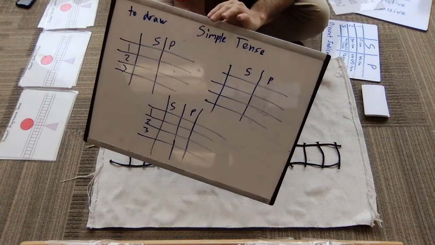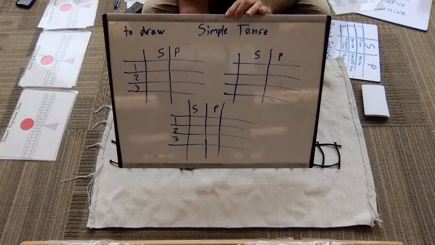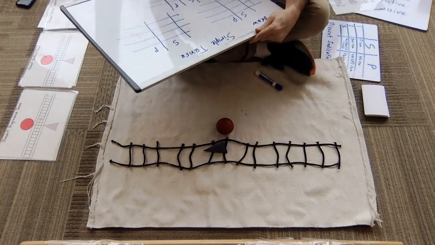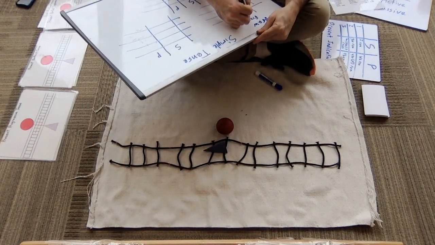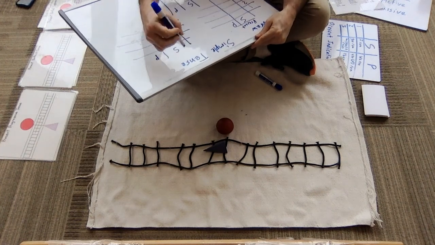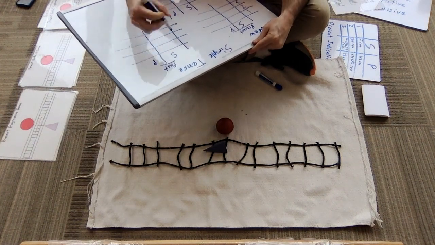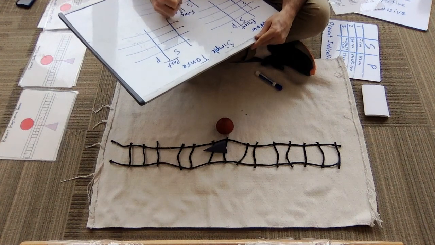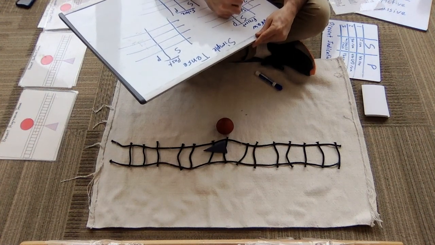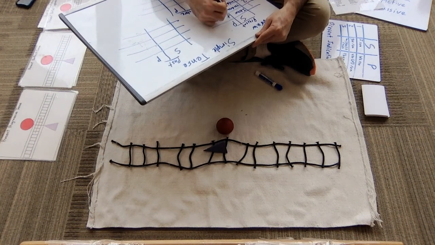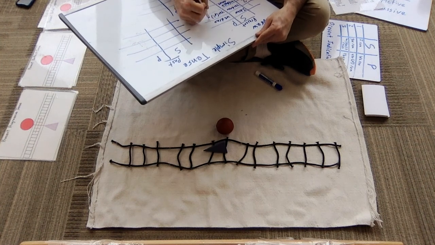So what I've done is I've created 3 little charts. I have to label them now. One is going to be for the present. One will be for the past. And one will be for the future. So I draw, you draw, he, she, it draws, we draw, you plural draw, they draw.